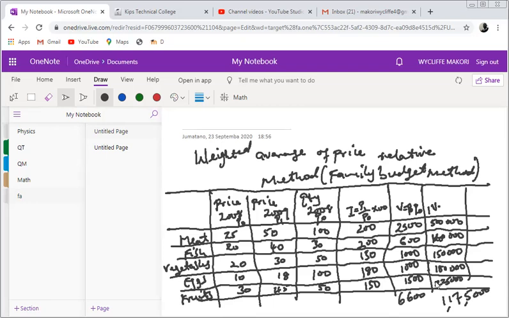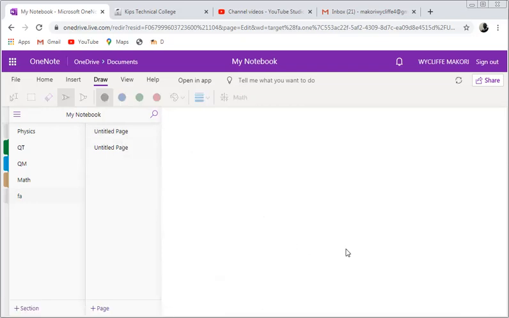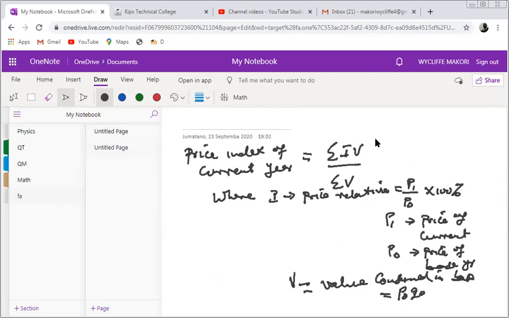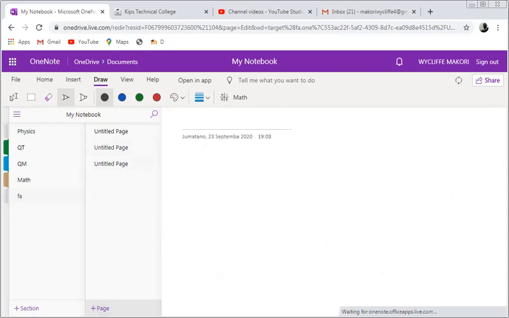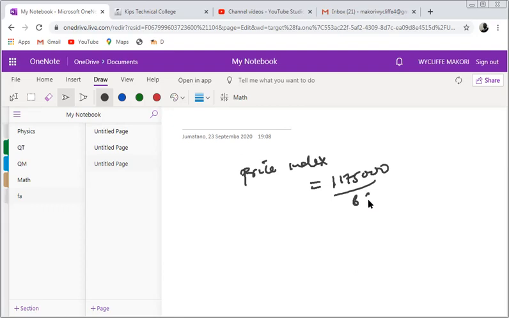Now we can go to our formula. 1,175,000 and 6,600. We can go to our formula whereby we were required to calculate the price index. We have the IV and we have the V. Therefore, the price index would be equal to 1,175,000 over 6,600. If you do this division, you are going to find that it's going to give you 178%. That is how you calculate it.